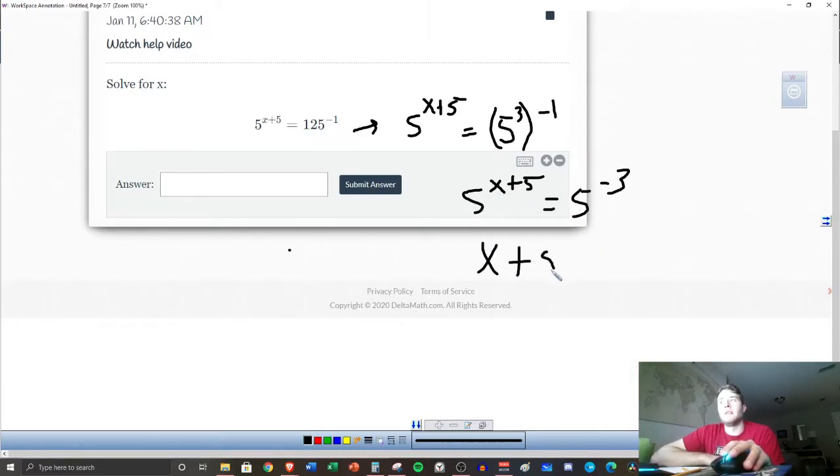And so now we're ready to drop those bases, or just set the exponents equal. X plus 5 equals negative 3, and you may already be able to solve this without much trouble at all. You're just going to subtract 5. X equals negative 8. Okay.